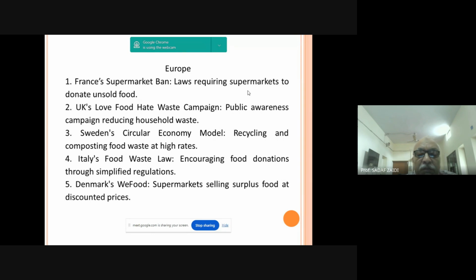Now V Food is what? They are supermarkets, and they are selling surplus food at discounted prices. Surplus food है वो उसको क्या कर रहे हैं? They are selling at discounted prices.